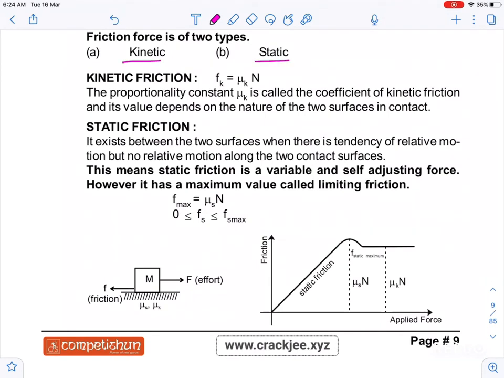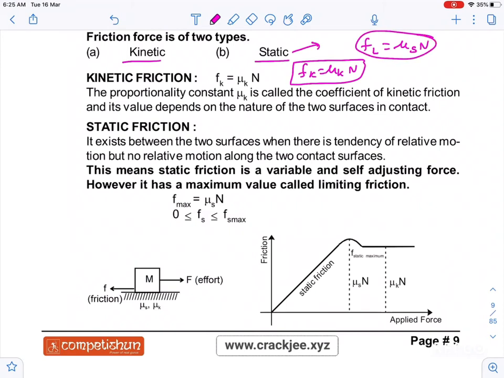Now friction is of two types, kinetic friction and static friction. I'm not talking about rolling friction here; rolling friction I'll discuss in rotational dynamics. Kinetic friction can always be written as mu k into N, but static friction is self-adjusting friction. The maximum value of static friction, that is limiting friction, can be written as mu s into N.